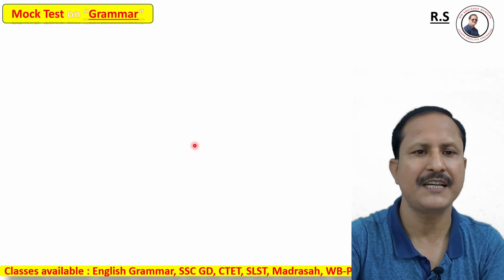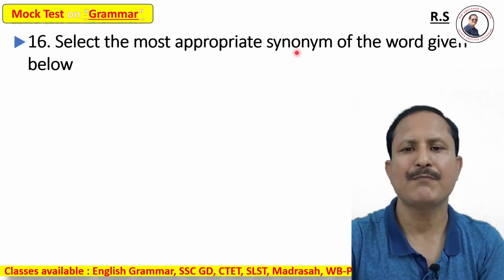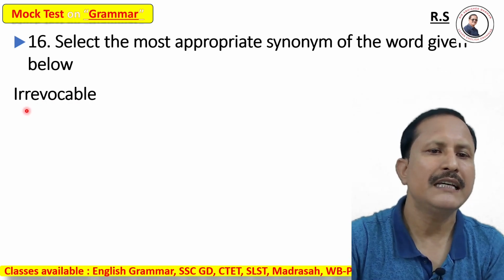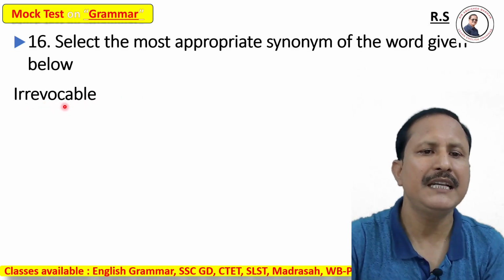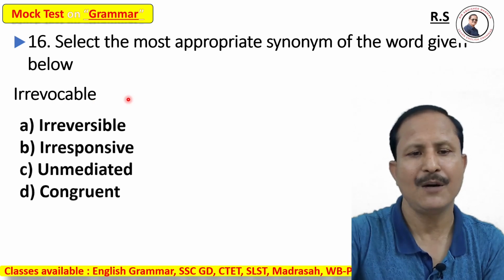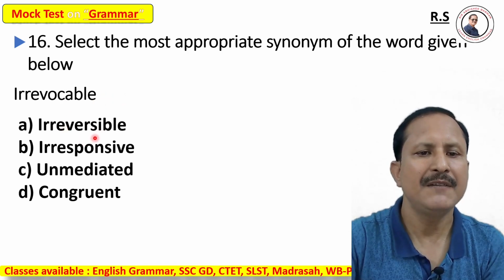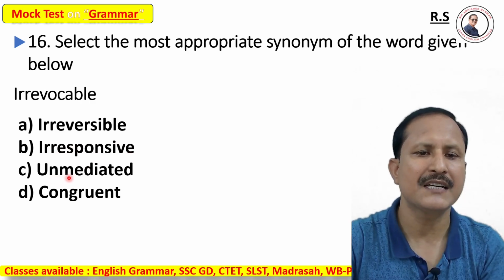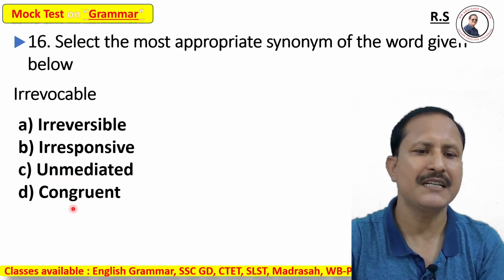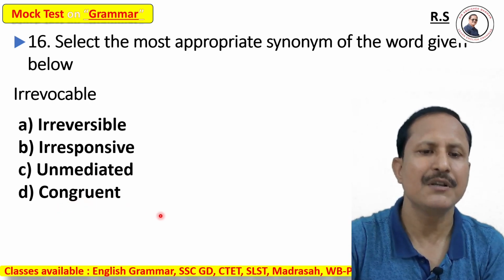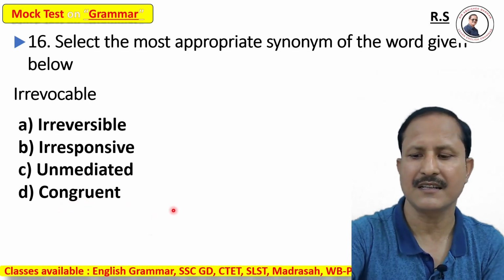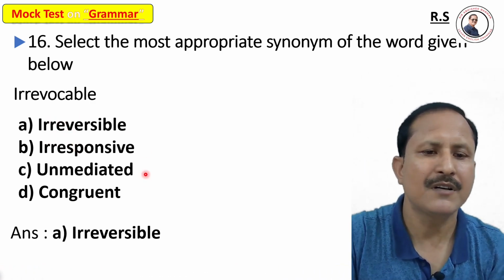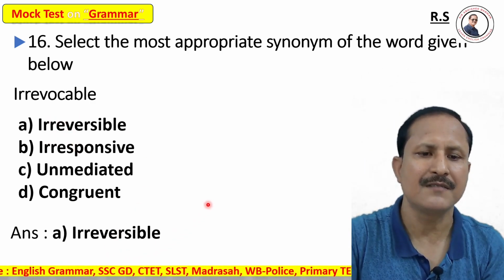Now, question number 16. Select the most appropriate synonym of the given word below. Irrevocable. Options: option A, irreversible. Option B, irresponsive. Option C, unmediated. Option D, conjurant. The correct answer is that the synonym of the word irrevocable is irreversible.